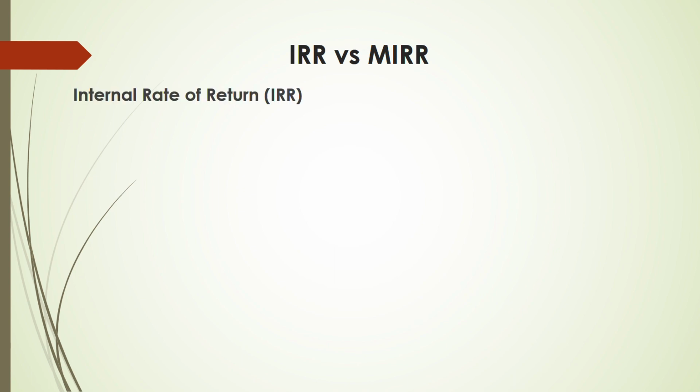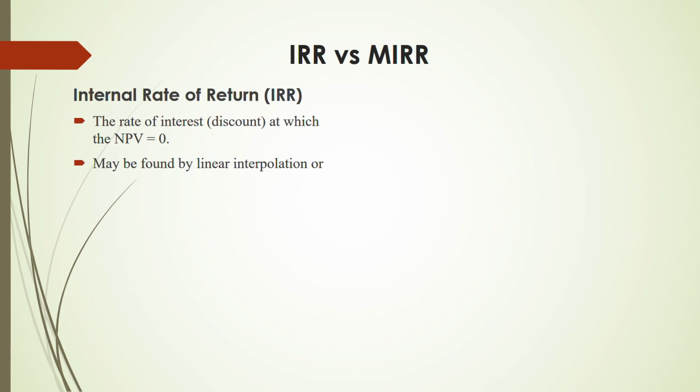So IRR is the rate at which net present value is zero. You have to find that interest rate or rate of discount where net present value is zero. And how do you find this IRR? You can find it by interpolation or extrapolation. Linear interpolation or extrapolation. This is the formula for IRR.